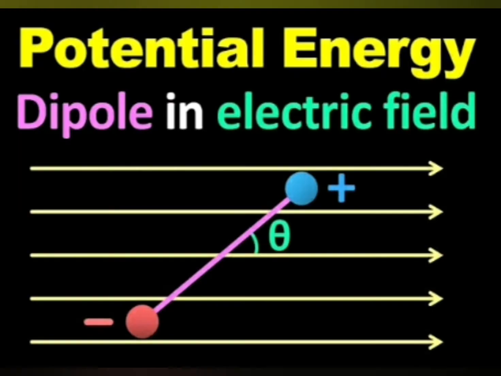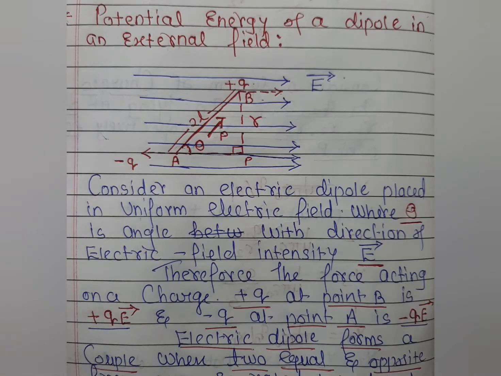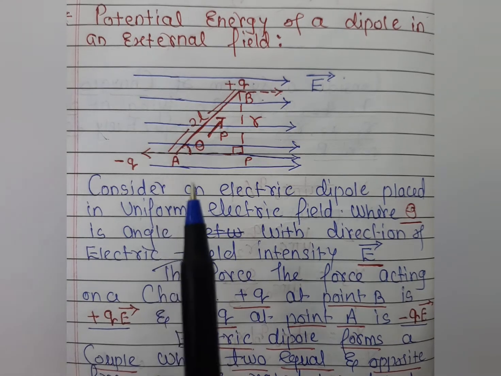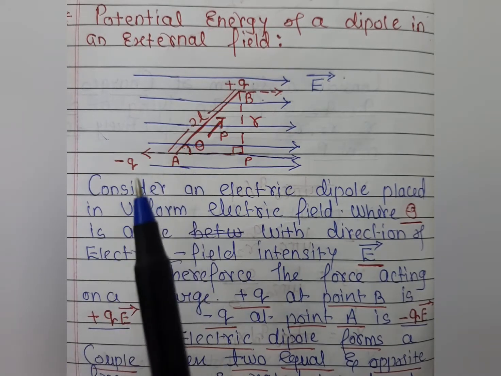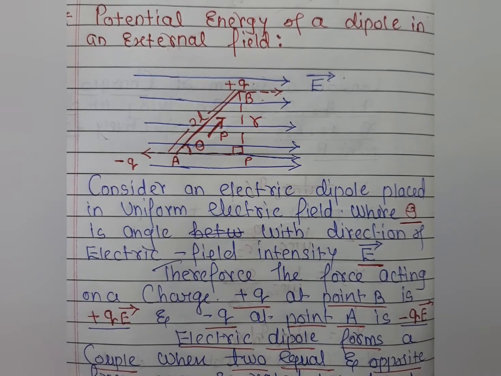Electrostatics. Welcome back students. Let us see the next derivation, that is potential energy of a dipole in an external electric field. It means this dipole, the negative charge and positive charge, are placed in an external electric field.